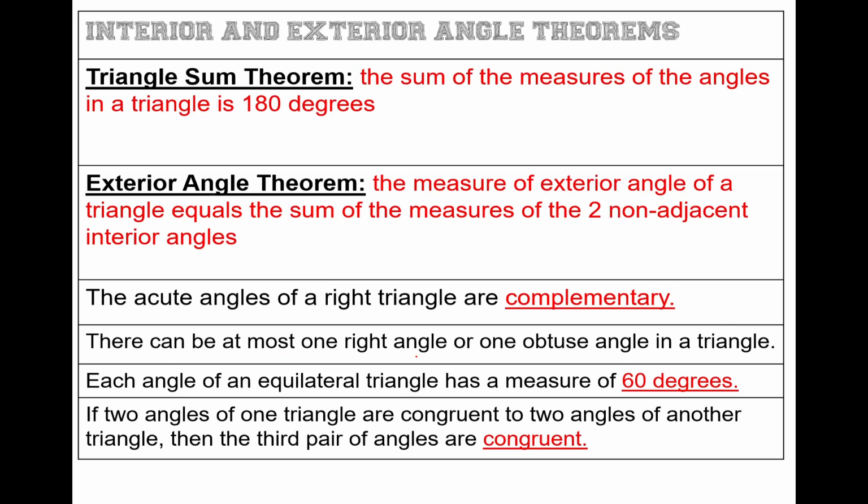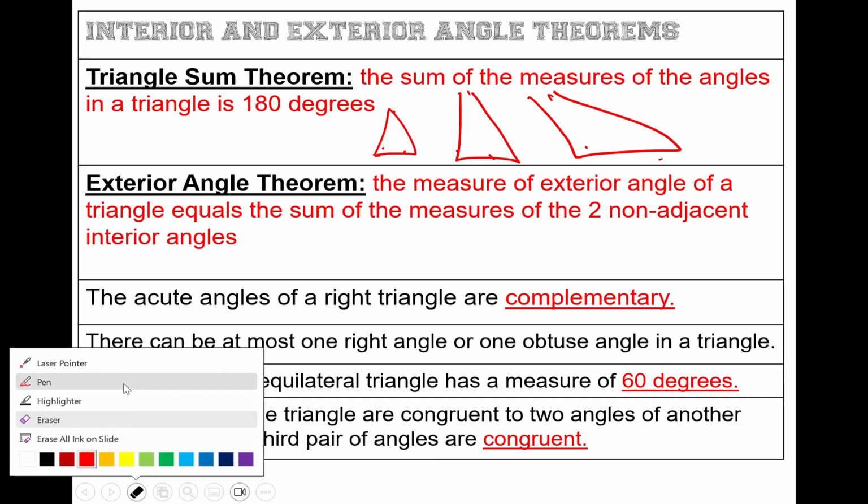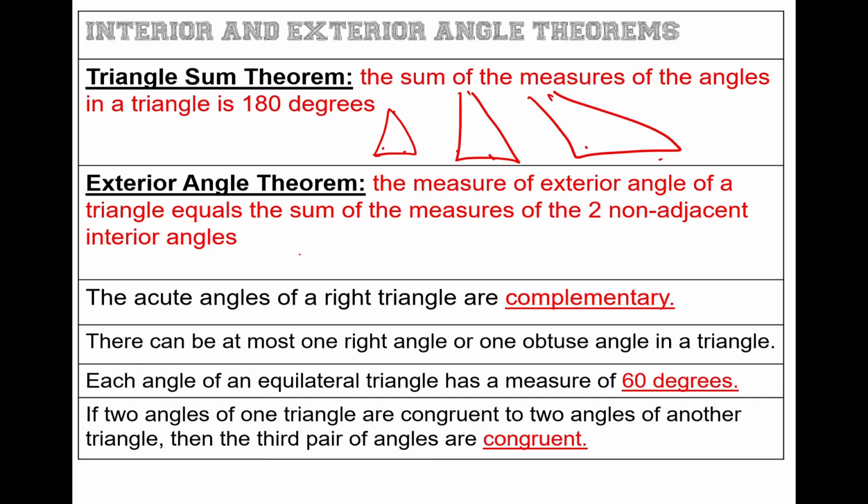So if you have an acute triangle, a right triangle, or an obtuse triangle, it doesn't matter. All 3 angles in that triangle will add to 180 degrees. The exterior angle theorem says the measure of an exterior angle of a triangle.